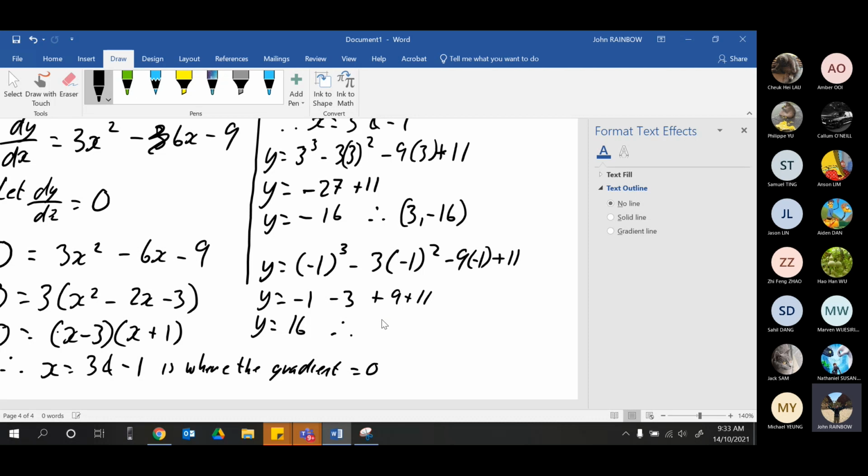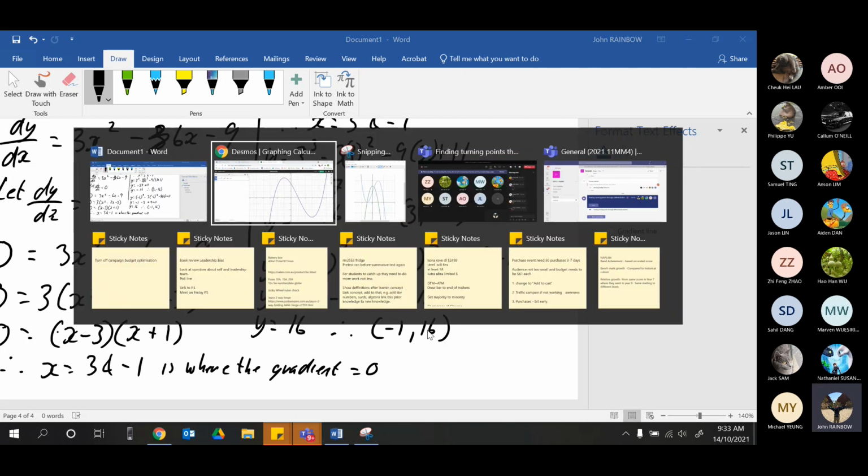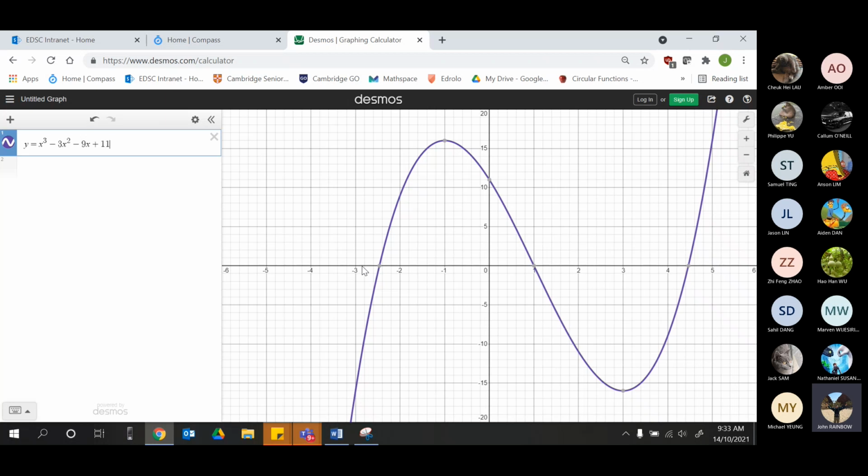So therefore, we have the coordinate of the turning point. -1 is when the gradient's 0. I've substituted it back into the original equation. -1, 16. So I know on my graph that would be it.